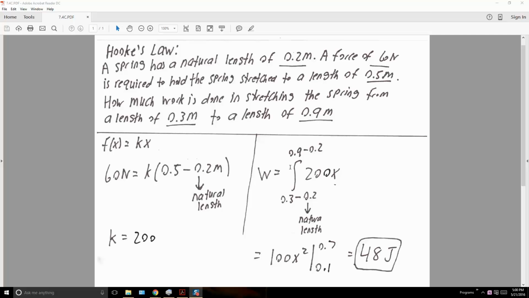And we have our k value. We know now our k value is 200. It's 200 times x. So now we take the antiderivative of this. We would get 100x squared. And we will plug in 0.1 and 0.7. And when we do that, we would get 48 joules.